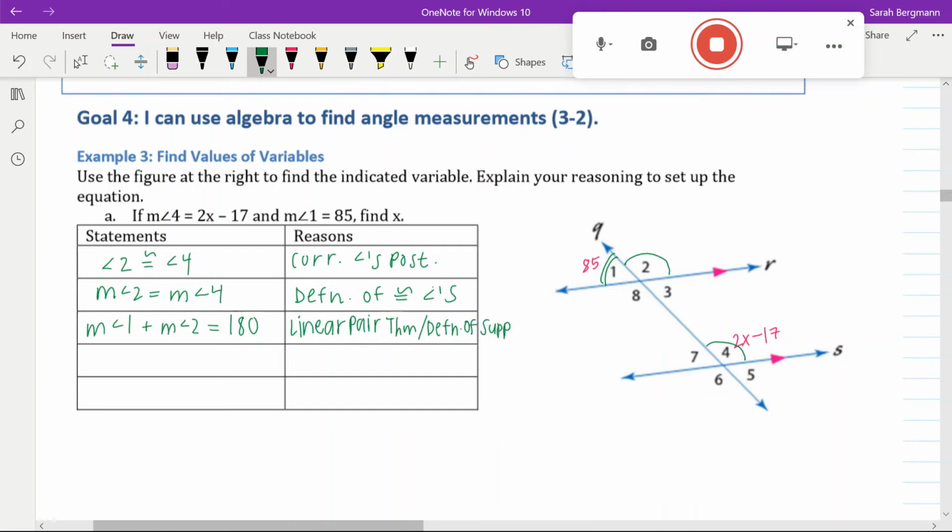Now, since I know angle 2 and angle 4 are the same thing, I could say that angle 1 plus angle 4 would also have to equal 180. If it helps you, you could write 2x minus 17 here because I know that angle 2 and angle 4 are congruent. That's just called substitution. Now, in order to solve for the variable, I'll need to plug in my expression for each angle. I know angle 1 is 85, and I know angle 4 is 2x minus 17.